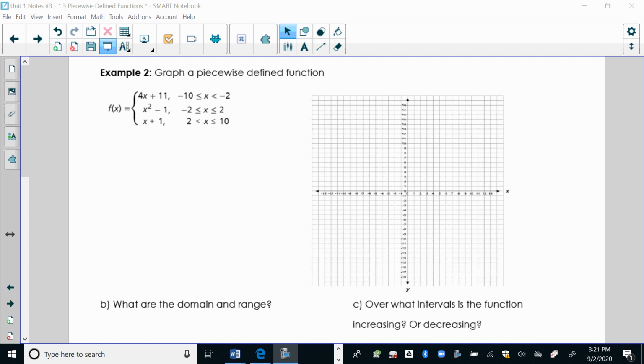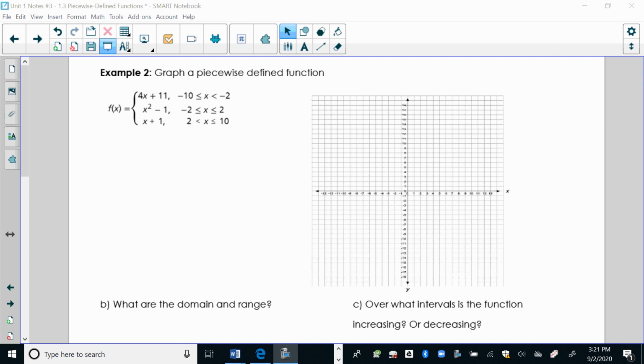All right, graphing a piecewise defined function. So recall, a piecewise defined function is a function that has different rules for different parts of its domain. So in this example here, we're going to sketch the graph of y equals 4x plus 11 for the values of x between -10 and -2.